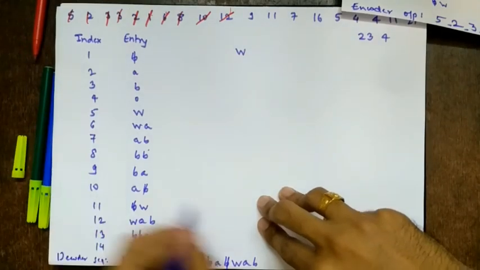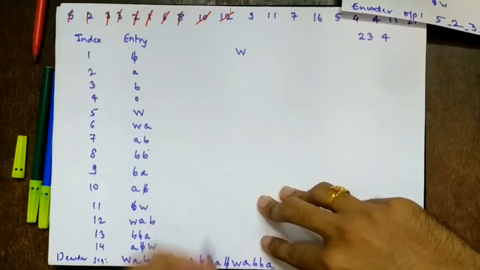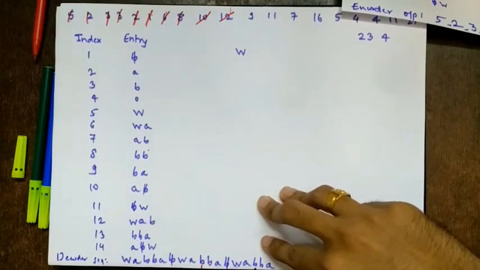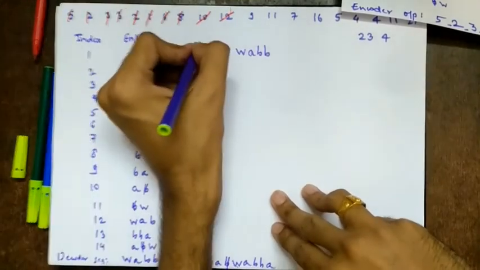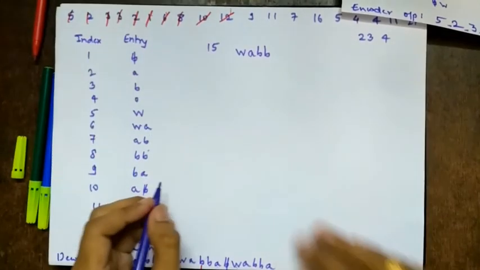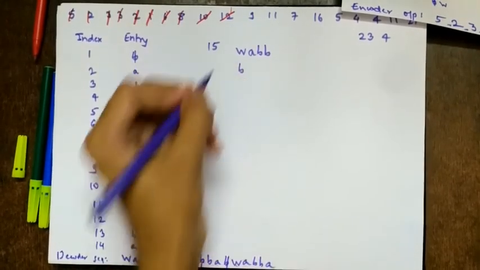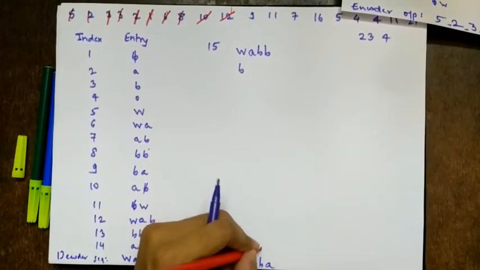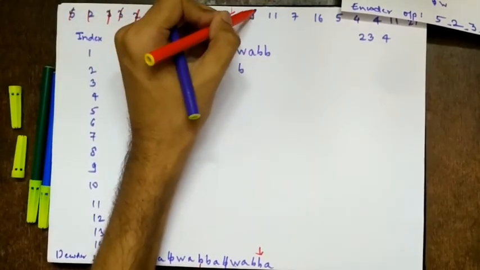So 9. 9th is BA. So again BA. Then we had W. It was this W. So WA is there. WAB is there. So WABB. And which entry is it? 15, right? So WABB. So remember it is the second B now. So again, to avoid confusion, I'll put an arrow here. So BA is there, so we'll not worry about it. We are done with 9.